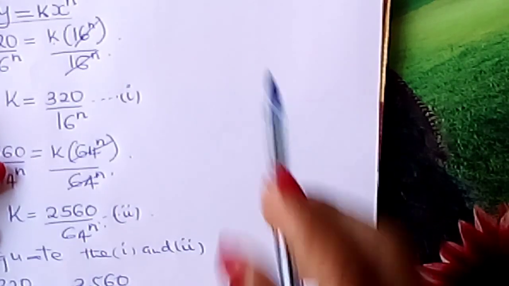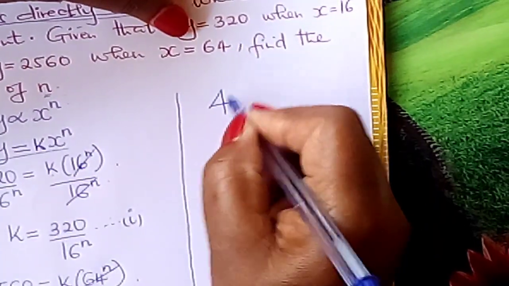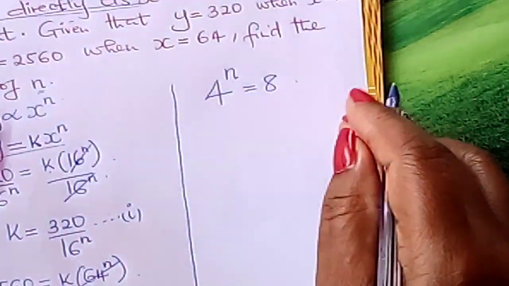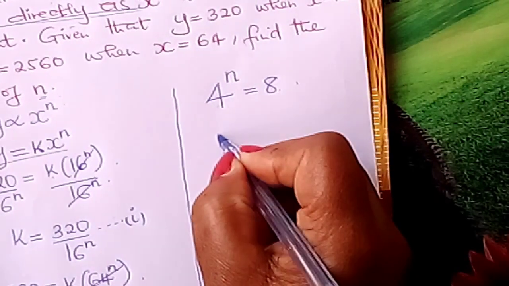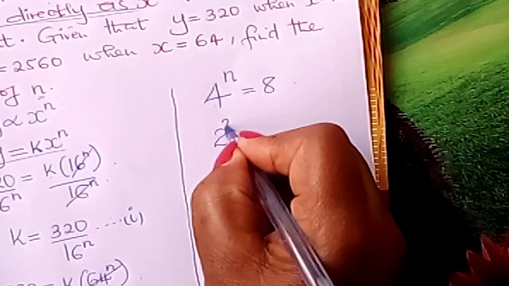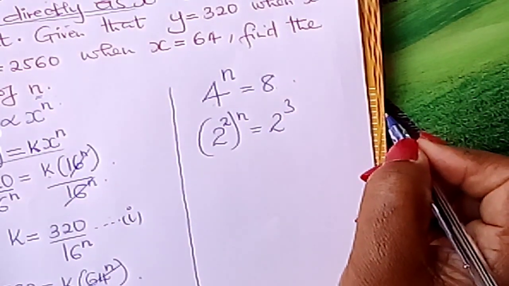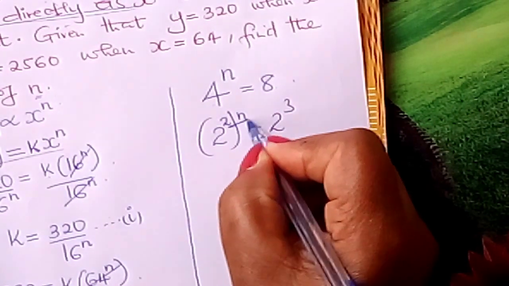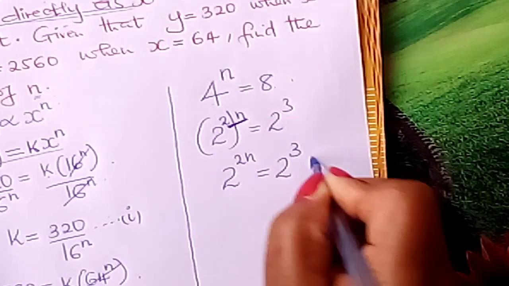So 4 raised to n is equal to 8. Express this using a common base. The base is 2. This is 2 squared raised to n is equal to 2 cubed. 4 is 2 squared, so 4 raised to n is 2 squared raised to n. Multiply the powers and you get 2 raised to 2n is equal to 2 raised to 3.